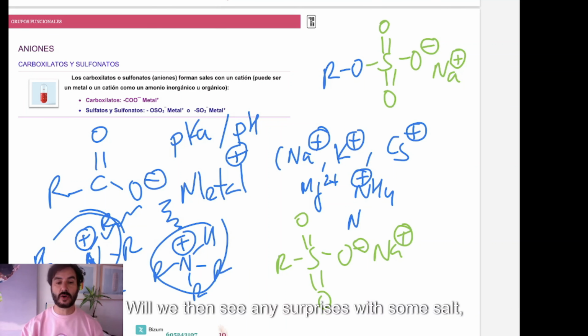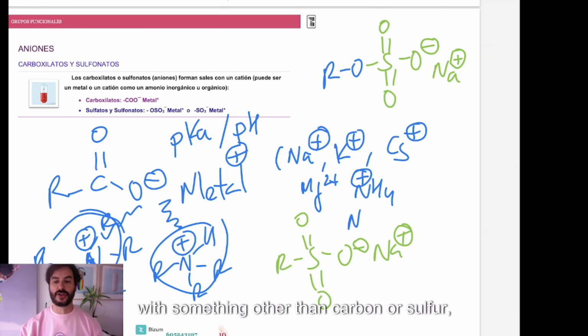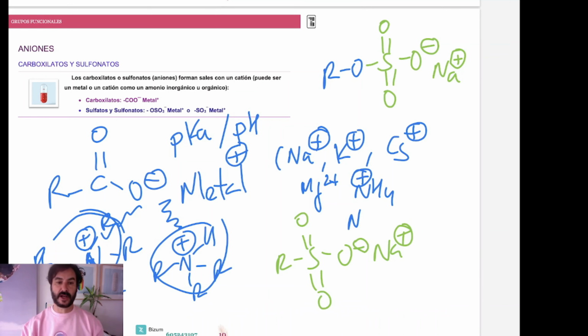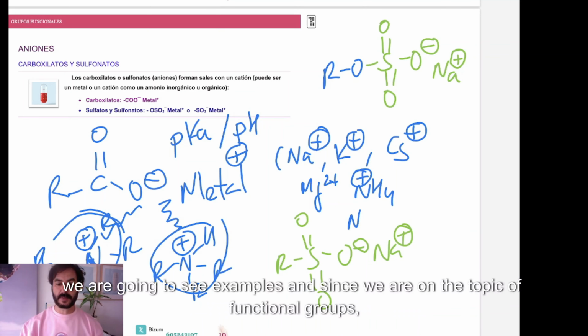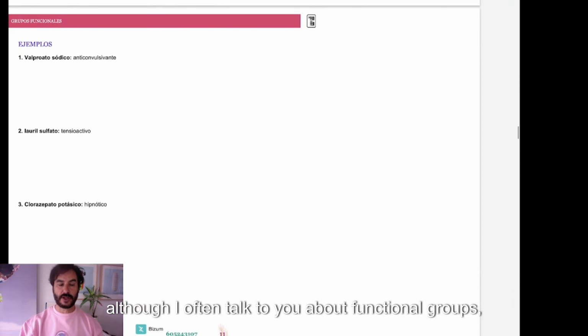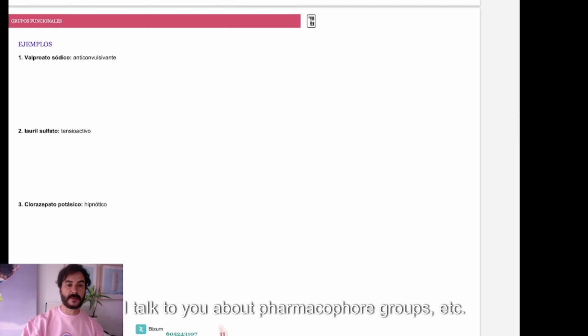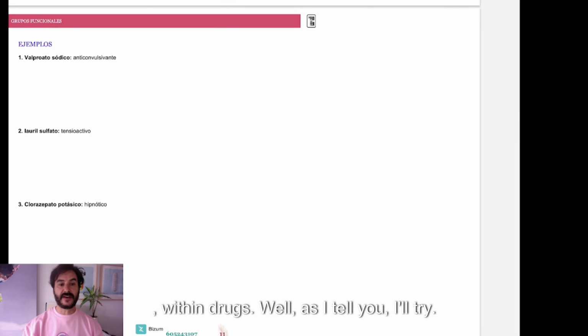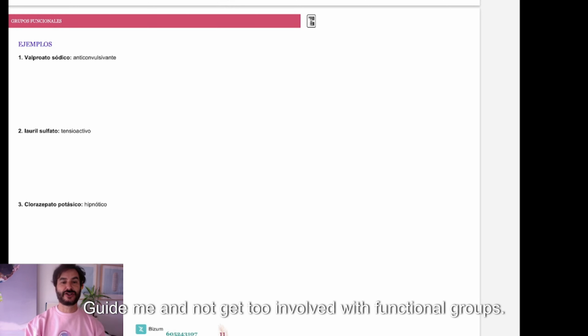Will we then see any surprises with some salt with something other than carbon or sulfur, for example with a phosphorus? Well, we are going to see examples. And since we are on the topic of functional groups, although I often talk to you about functional groups and pharmacophore groups, etc., within drugs, as I tell you, I'll try to guide you and not get too involved with functional groups.